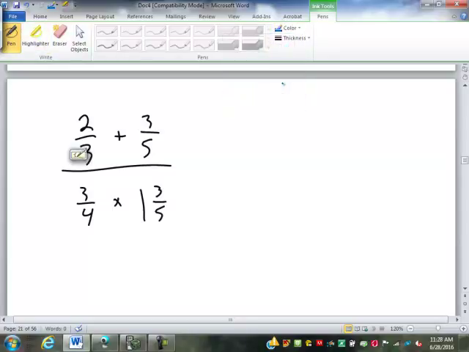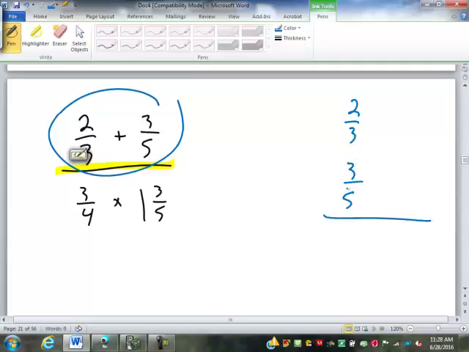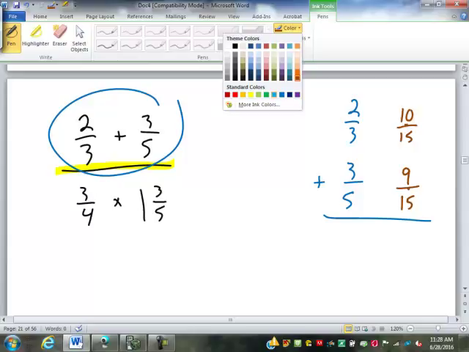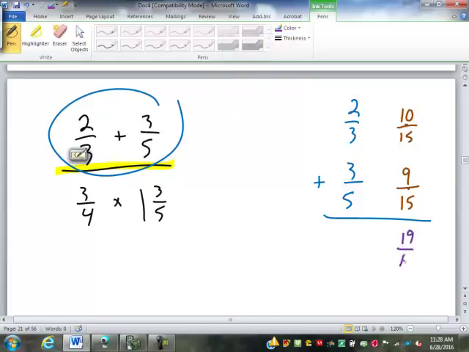Remember, we have the fraction bar across here, which tells us we have to do everything on top first. Then we have to do everything on bottom, and then we divide. So we're going to do the top first. 2/3 plus 3/5. We need common denominators, which will be 15. This is going to become 10/15. This will be 9/15, which adds to be 19/15.